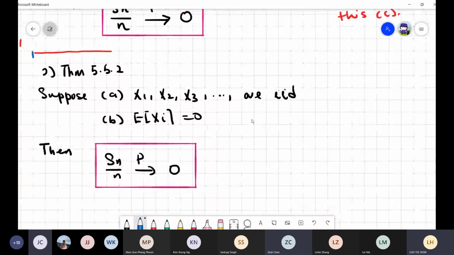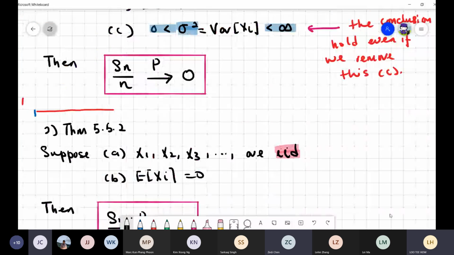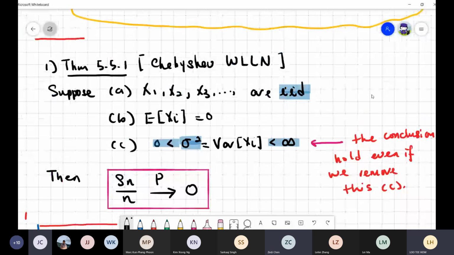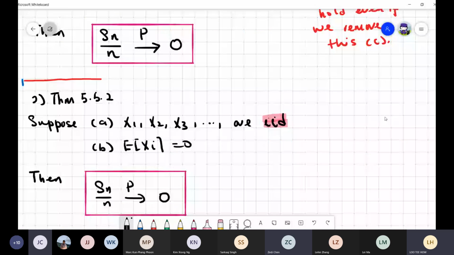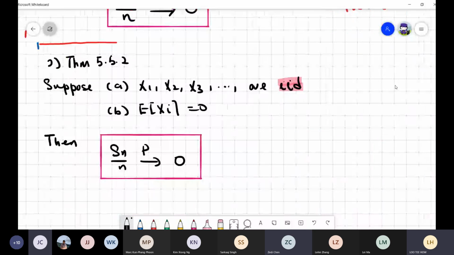What is crucial is you just need to make sure all these random variables are from the same distribution. When this is true, then we have this conclusion. The proof is actually quite interesting, so we are not going to discuss it now. We will leave it to the next lecture.